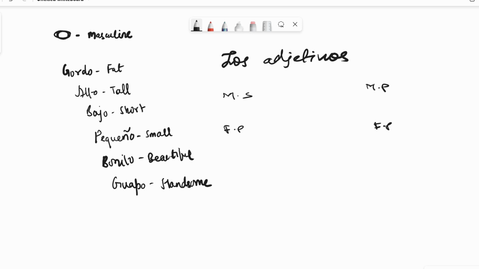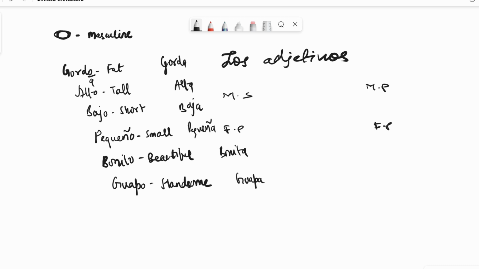In order to make the feminine form of a masculine adjective, you just replace this O with A. So, gorda, alta, baja, pequeña, bonita, guapa. So, gordo, gorda, alto, alta, bajo, baja, pequeño, pequeña, bonito, bonita, guapo, guapa.